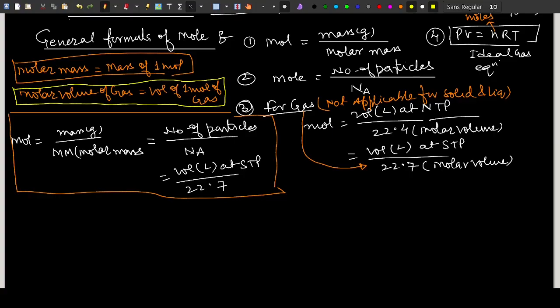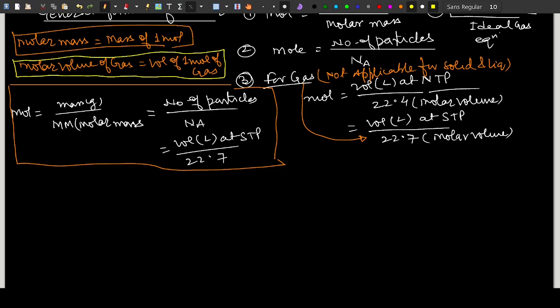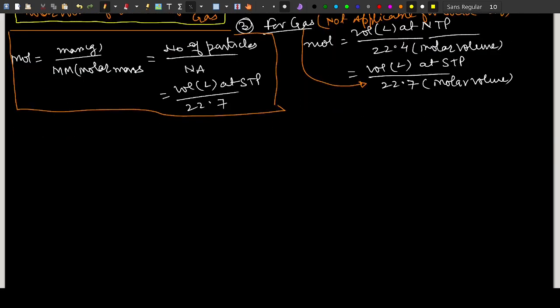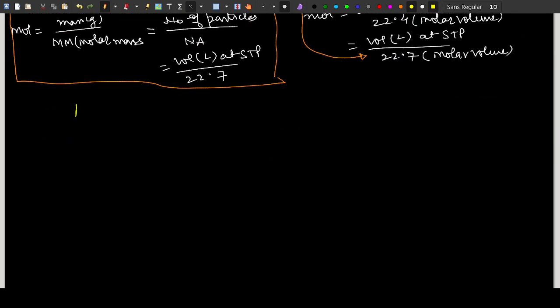Now dear friends, we are going to discuss this formula for the atomic form of the substance, the molecular form of the substance, and the next probability, that is the ionic form of the substance. So we are going to discuss this generalized formula for these three, first for the atomic form of substance.